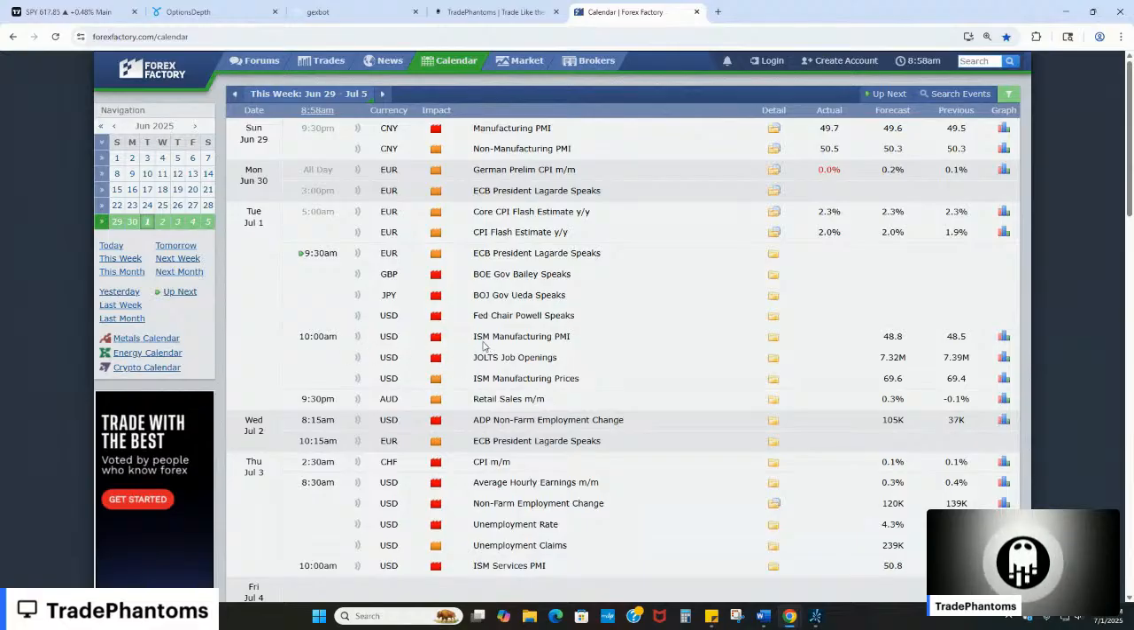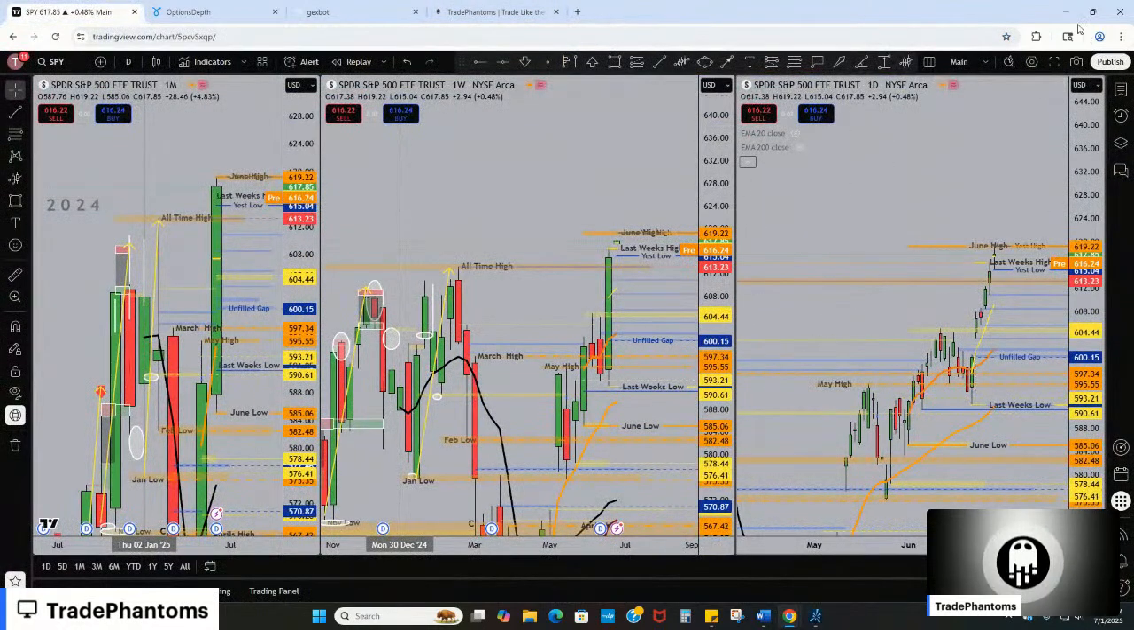We do also have today JOLTS job openings and ISM manufacturing PMI at 10 a.m. Eastern Standard Time. So you definitely want to put a note on that, because that's going to be 30 minutes after the regular trading open at 9:30 a.m. Eastern, New York time. If you have some trades that are already on, you might want to tighten up or reduce some exposure, as these two news announcements hit during that time, 10 a.m. Eastern. Definitely noteworthy there.